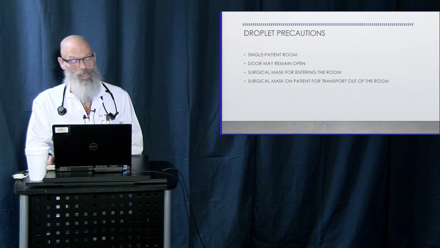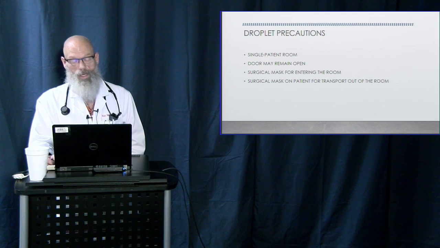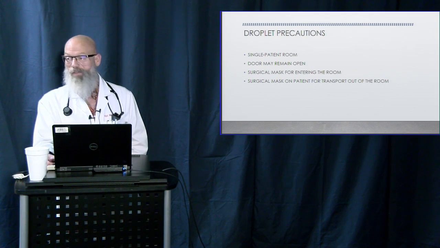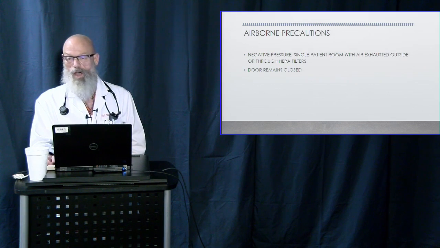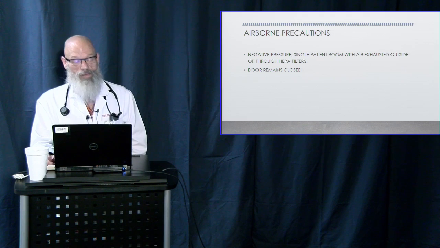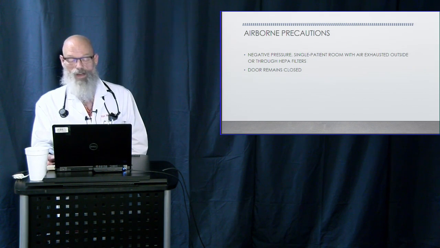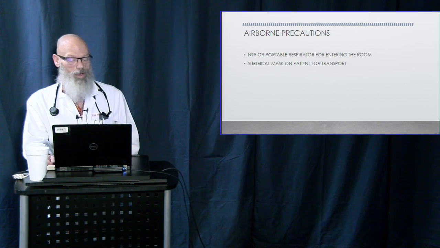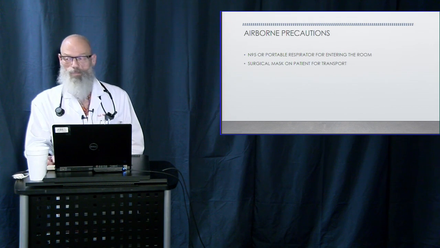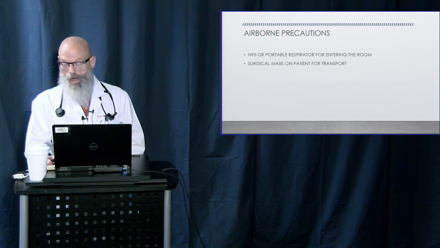Droplet precautions, again, a single patient room, the door can stay open. Surgical mask upon entering, and a surgical mask on the patient for leaving the room to go to x-ray or whatever. And then airborne precautions mandate a negative pressure room, which is going to be a single patient room with air exhausted to the outside or through HEPA filters, and the door remains closed. For the healthcare workers, the N95 or portable respirator for entering the room, and again, the surgical mask on the patient for transport.